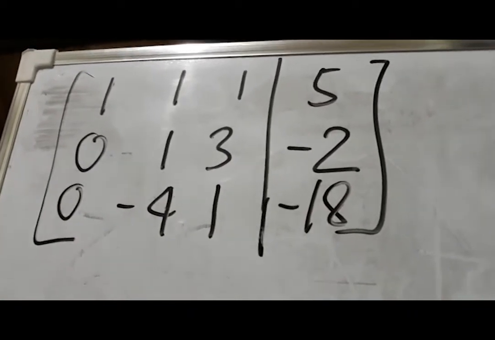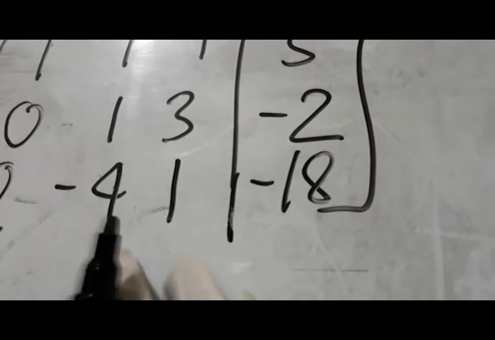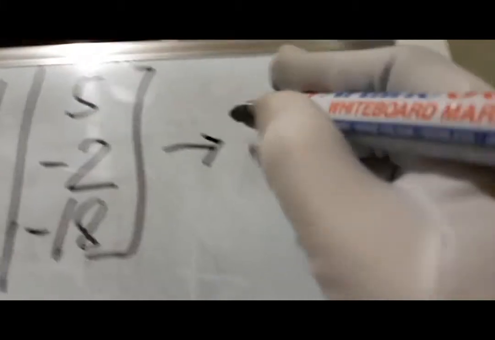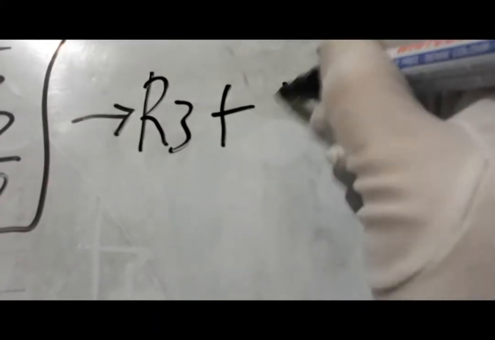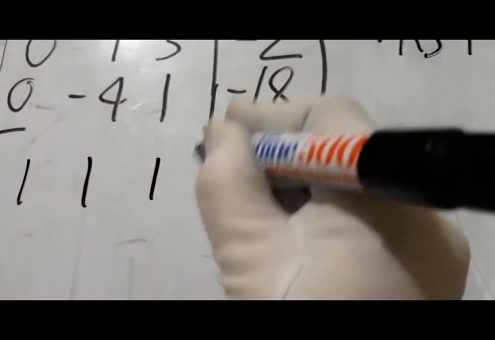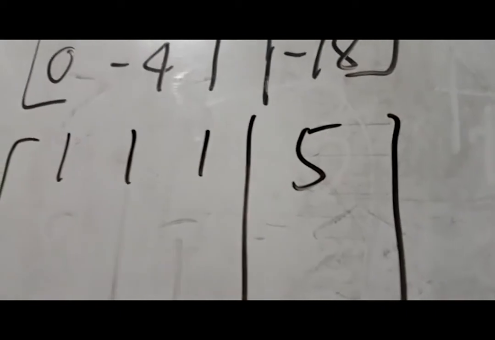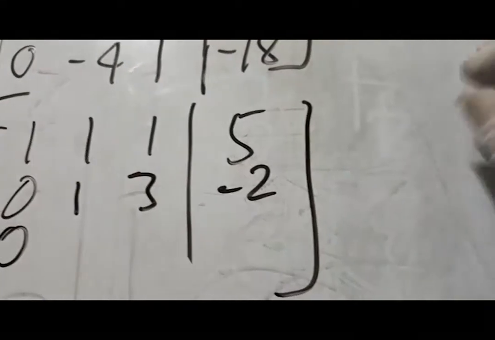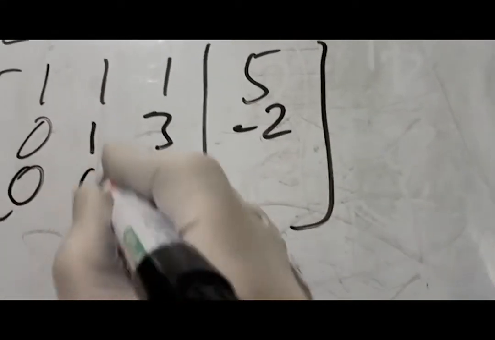Okay, let's continue. So this time, I'm going to reduce this negative 4 here by using this row operation, R3 plus 4 R2. Then we get, so again, this is not affected. We just write it like this. Then 0 1 3 negative 2. Then let us reduce this. R3 plus 4 R2 is again 0. Negative 4 plus 4 R2 is 0.